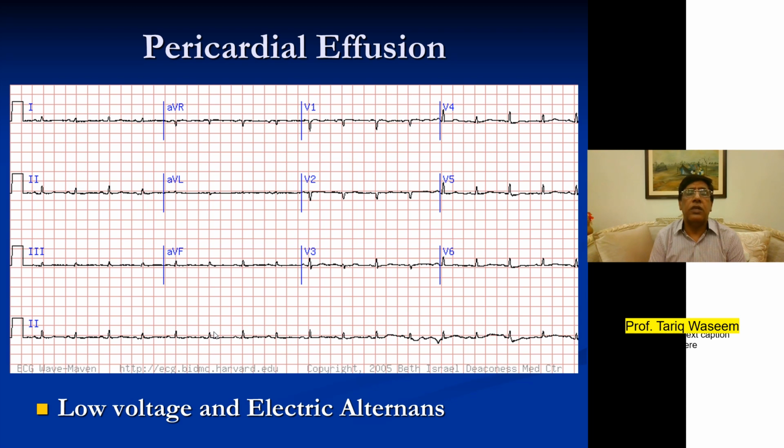So low voltage ECG would be in effusion only. Alternans, if ever noted, would again be in patients with significantly large pericardial effusions.